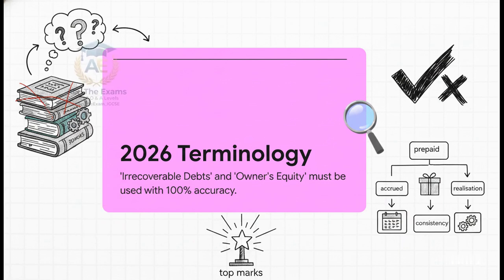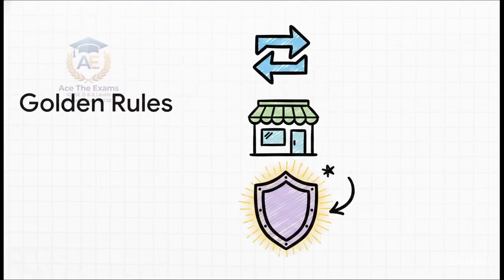Now imagine we're looking at a whiteboard mapping out a local sports club trying to secure a major bank loan to renovate their clubhouse. Everything hinges on these golden rules. First, the duality of every transaction. Basically, every action has an equal and opposite reaction in the books. Then there's the business entity concept, but I really want you to focus on this third rule, the prudence concept.